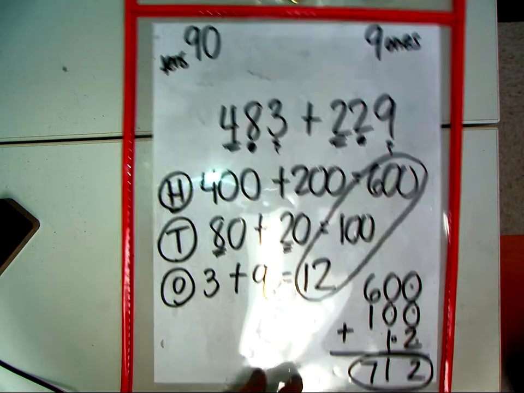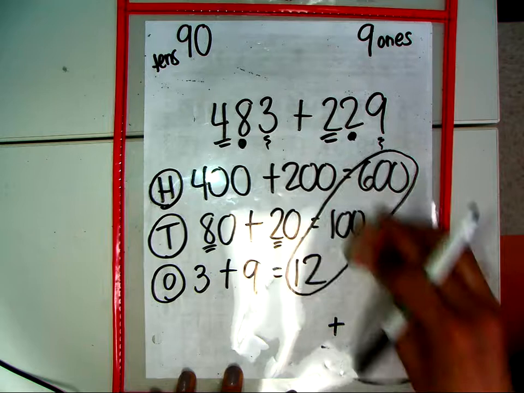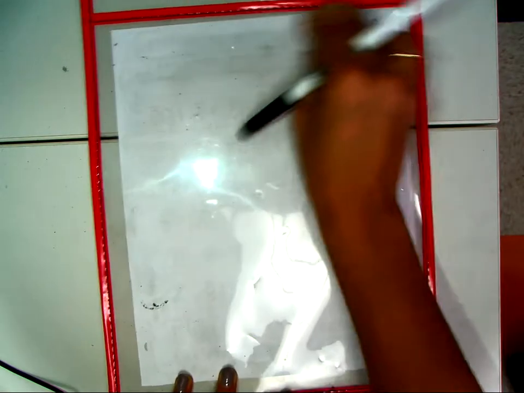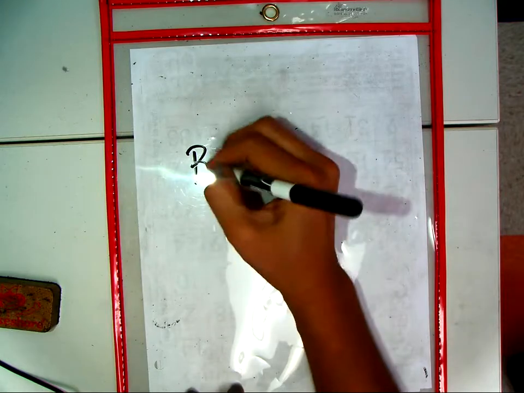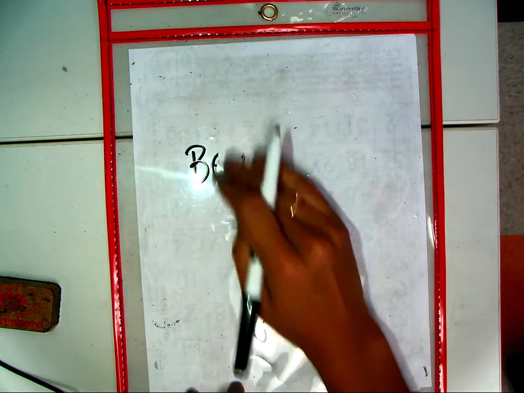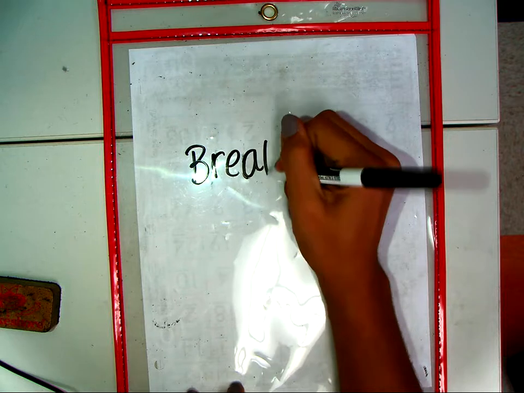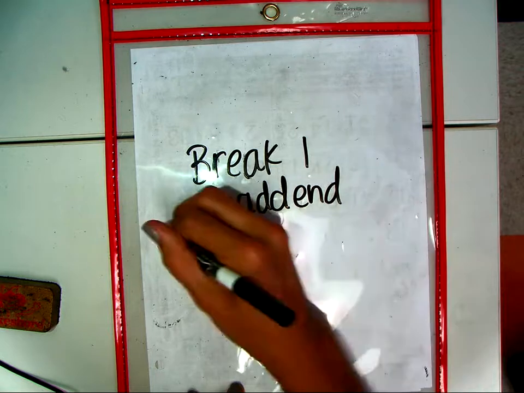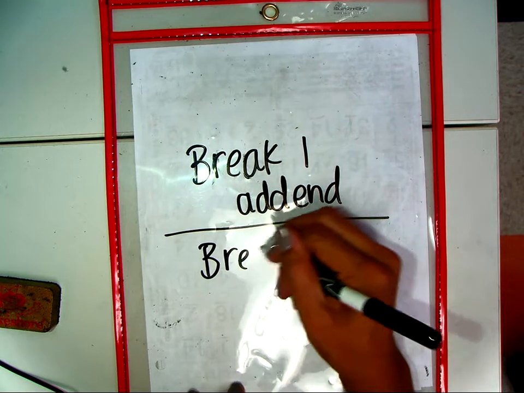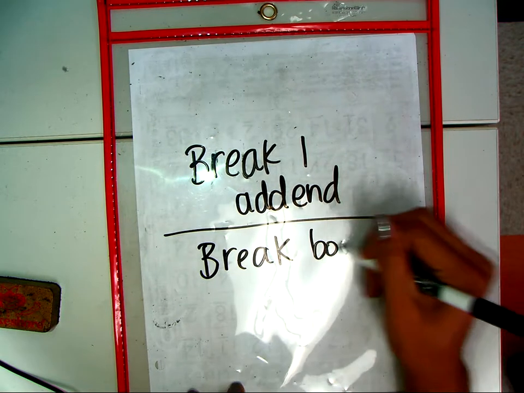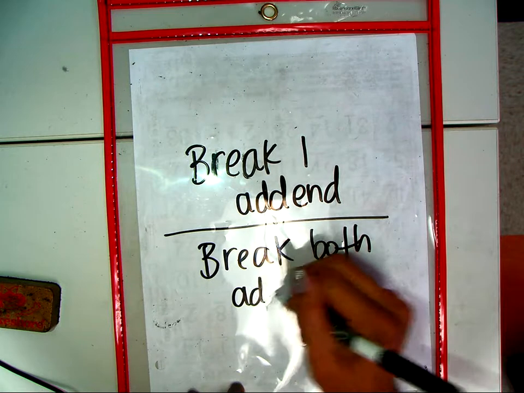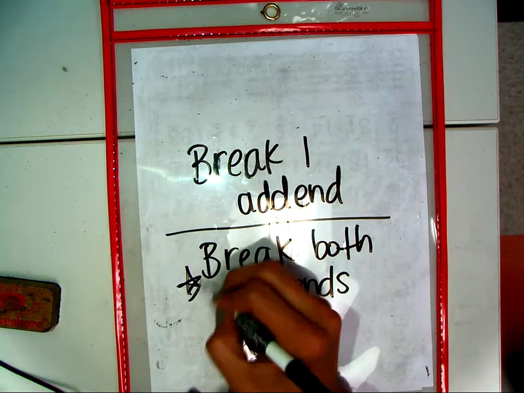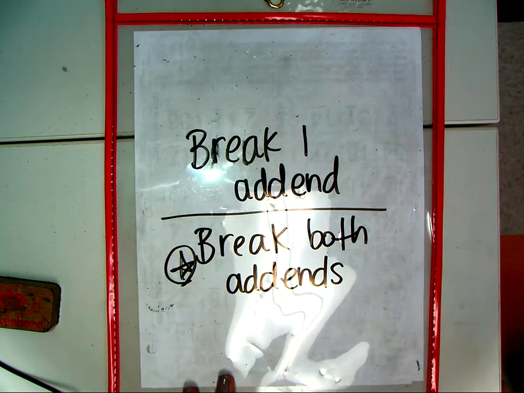So those are the two strategies that we've been working on. So to review, we said that you can either break up one addend, or we can break both addends. And that second strategy is the one that most students are preferring. It's a little bit easier to keep your work nice and organized.